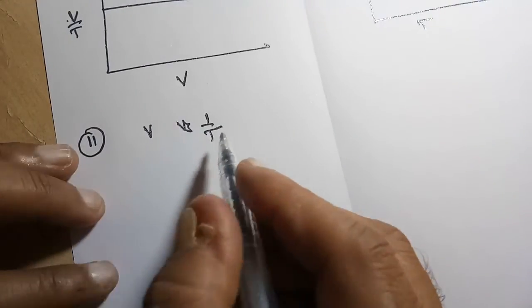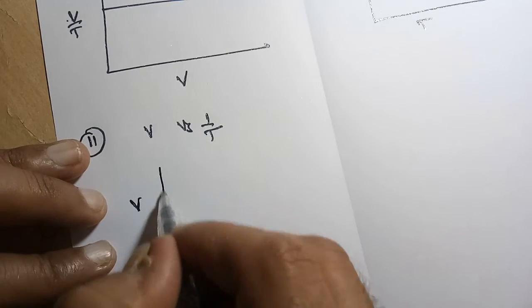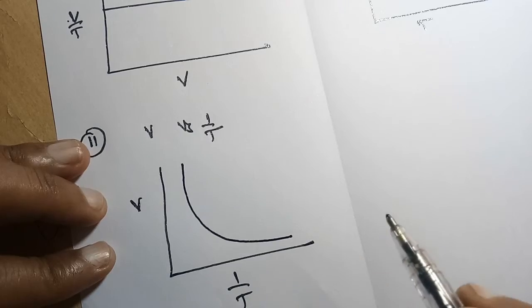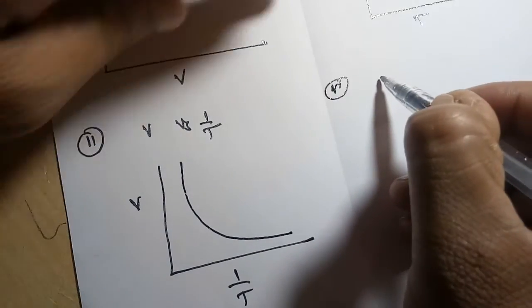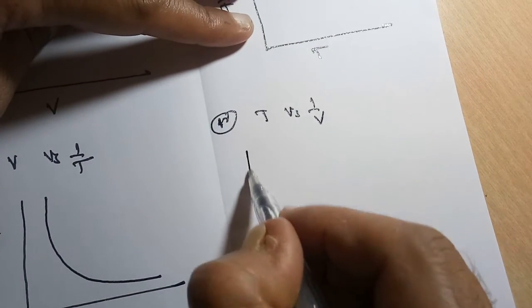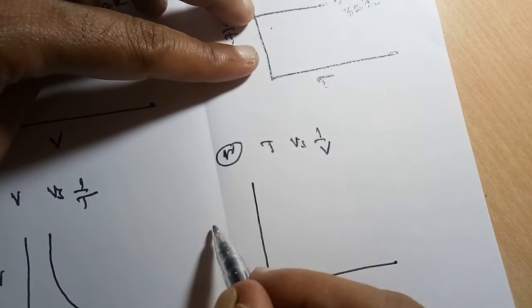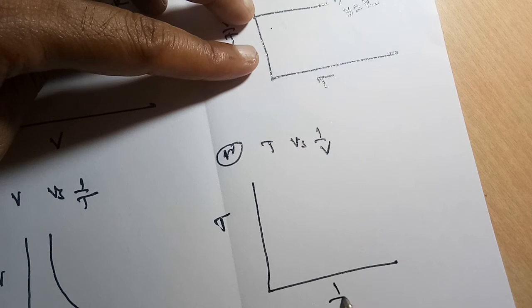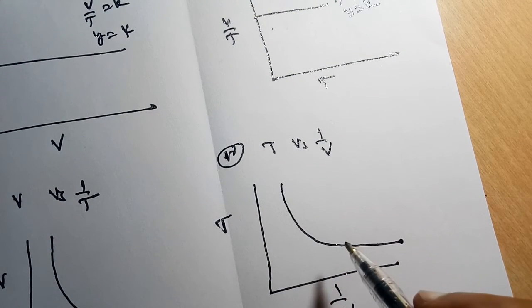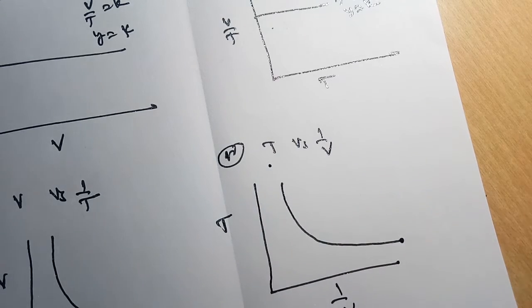If I plot V versus 1 by T, which type of graph will I get? I will get this type of graph. Otherwise, if we plot T versus 1 by V also, we will get the same type of graph. So this is the type of graph we get when we plot T versus 1 by V in Charles law.